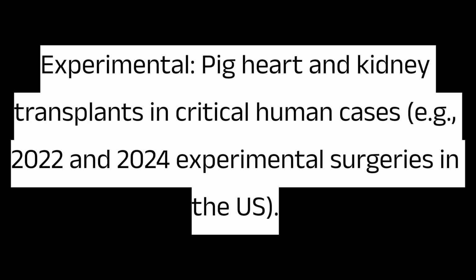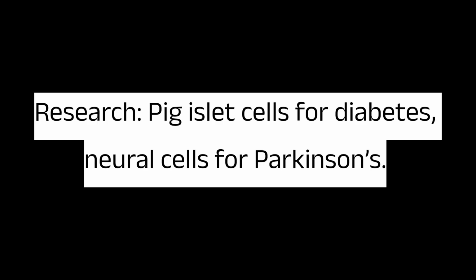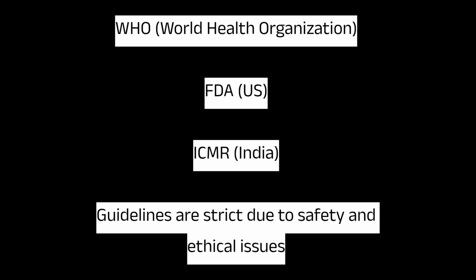And the current use is experimental pig heart and kidney transplants in critical human cases, for example in experimental surgeries in the US, and pig islet cells for diabetes, and it is also used for Parkinson's disease. The regulatory bodies worldwide, like the World Health Organization, the FDA in the US, and ICMR in India, have strict guidelines due to safety and ethical issues.